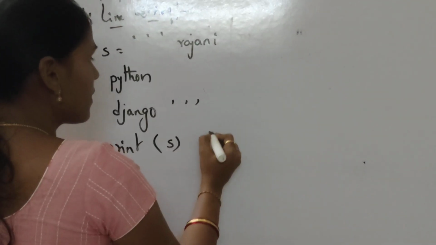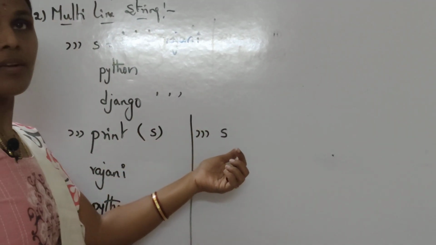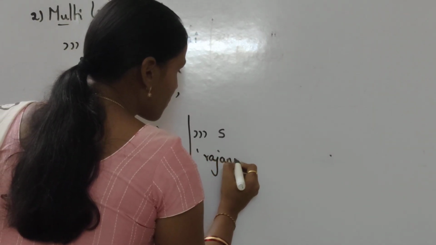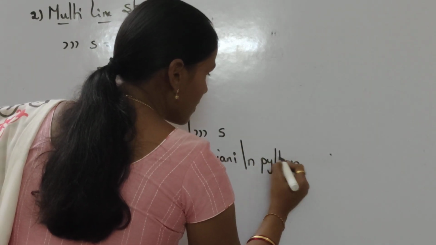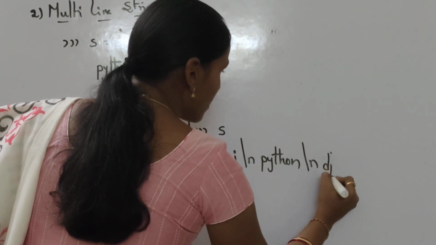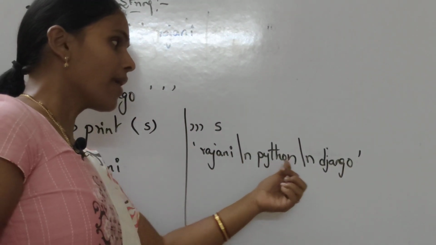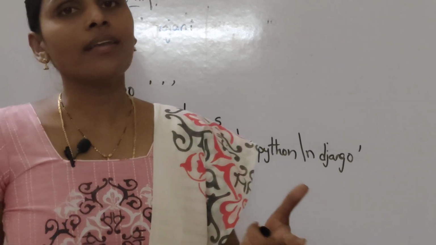If you are not using print function, we will use directly the variable name, then immediately we will get Rajini slash n, Python slash n, Django. Slash n means new line in Python. This is the multi-line string.